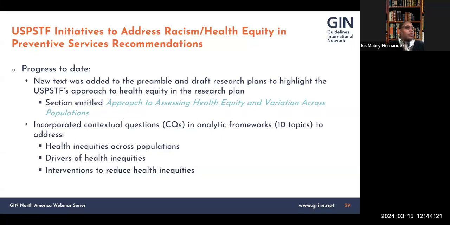The task force has also, as mentioned earlier, incorporated contextual questions in their analytic frameworks with a pilot of 10 topics to address health inequities across populations, drivers of health inequities, and interventions to reduce health inequities. And they're currently looking at these pilots and reflecting on the impact that these pilots are having on their recommendation statements. Next slide.